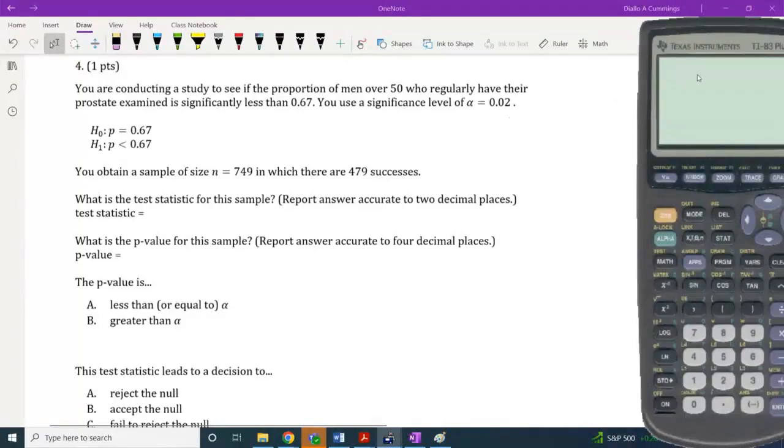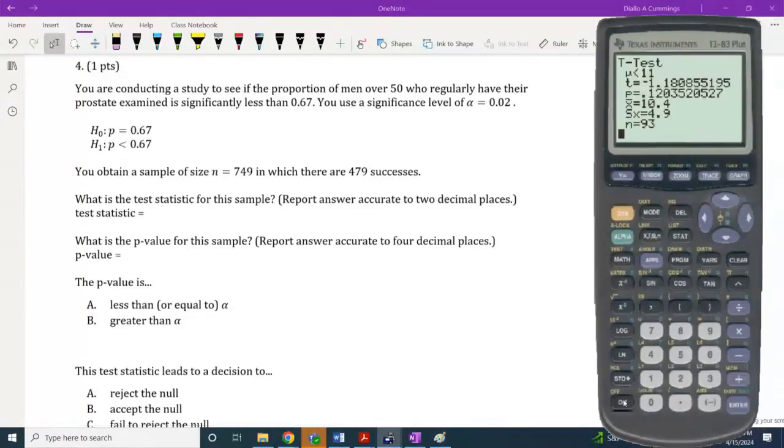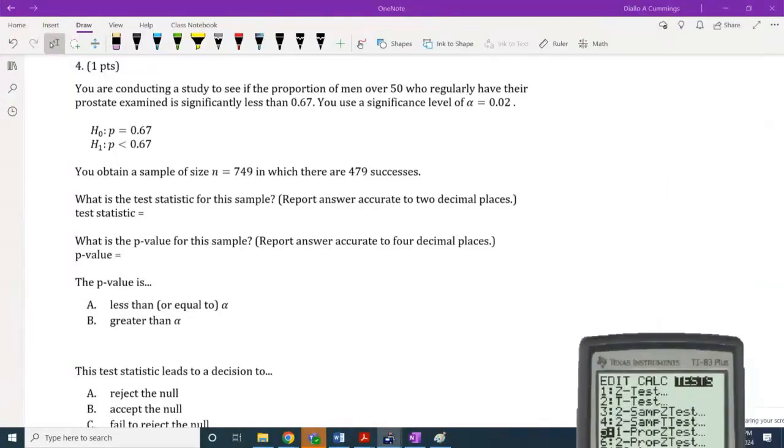So I'm going to go into the calculator and I'm going to go into stat. I'm going to scroll over to test. And I want number 5, the 1 proportion z-test. So this was stat, test, and this was the 1 proportion z-test. Okay.